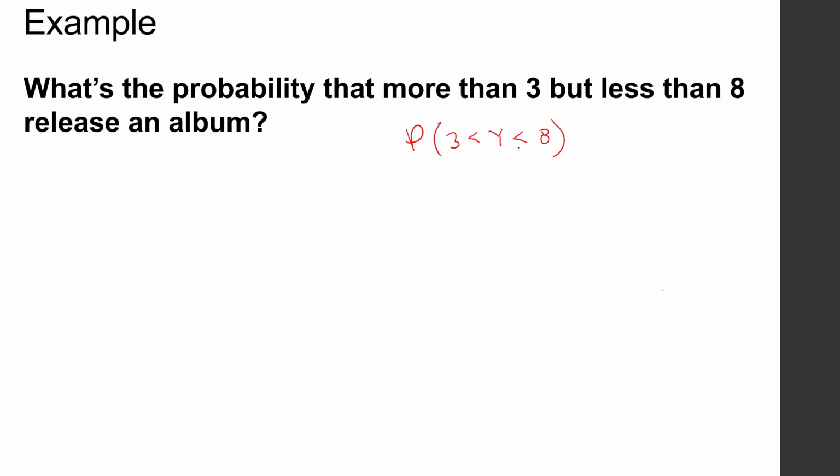Do we have a strict or non-strict inequality here? More than 3 is strict. Less than 8 is strict. So we're not going to put the or-equal-to sign on them. So we have this inequality. So how are we going to turn this into a probability statement that's going to allow us to use R to calculate these probabilities? Because remember, we only have the equal to function dbinom or the less than or equal to function pbinom.